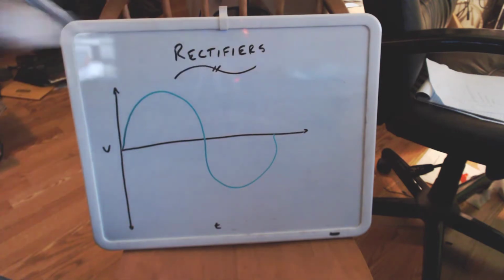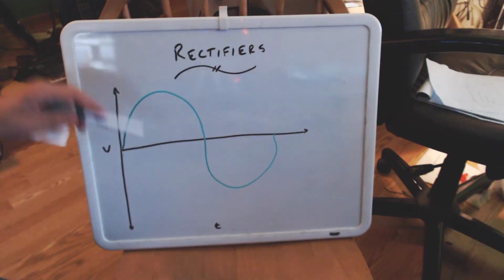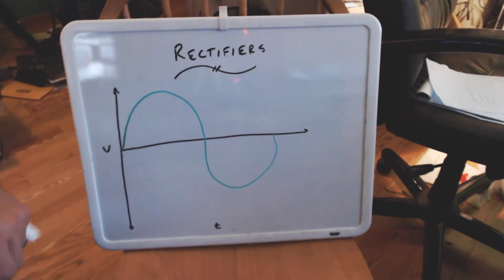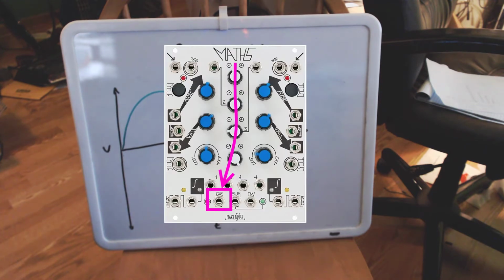So we're briefly going to talk about what a rectifier does and some common applications for it, both in the real world and in the modular. And then we're going to look at some patch examples of why you would want a rectifier and how you can use it. The main tool we're going to be using is the OR output from the MADS.